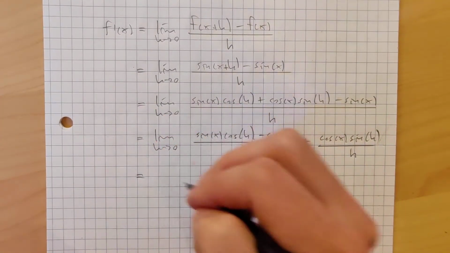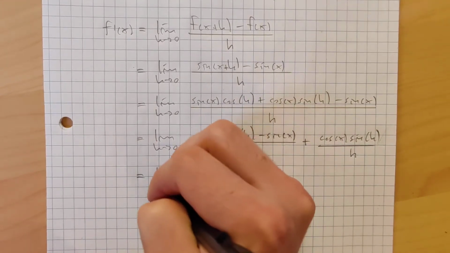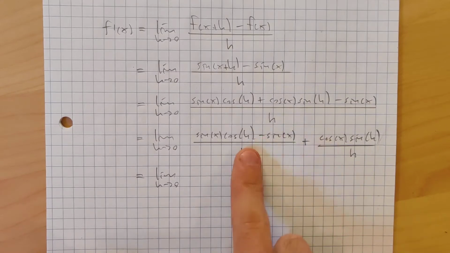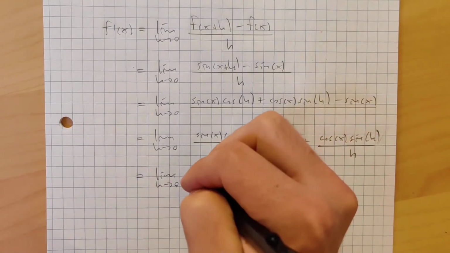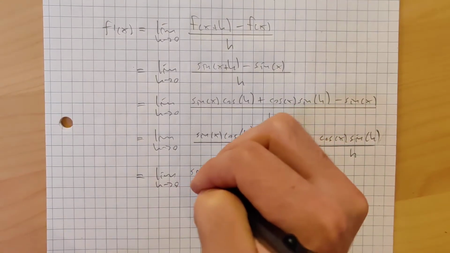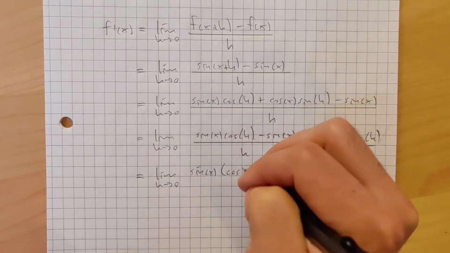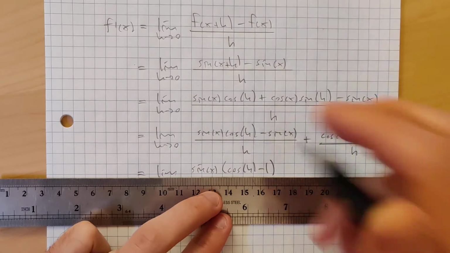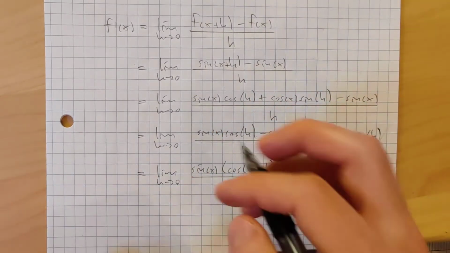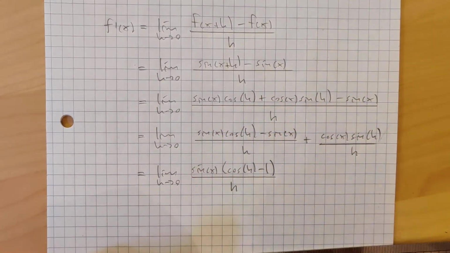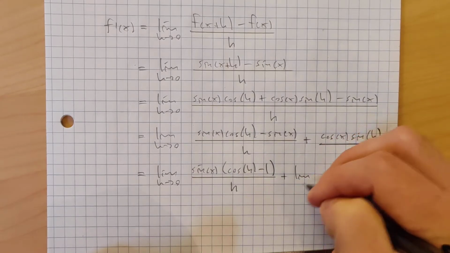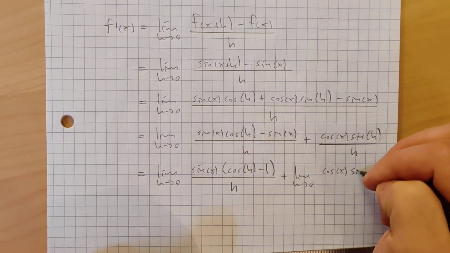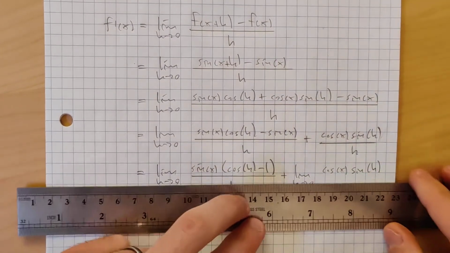So now I'm going to split this into two limits. Limit of this one and limit of this one. And at the same time, I'm going to do some factoring here. There's a common factor of sine of x here that I'm going to remove from each term. And then over here, nothing's going to change for now. Cos of x sine of h over h.